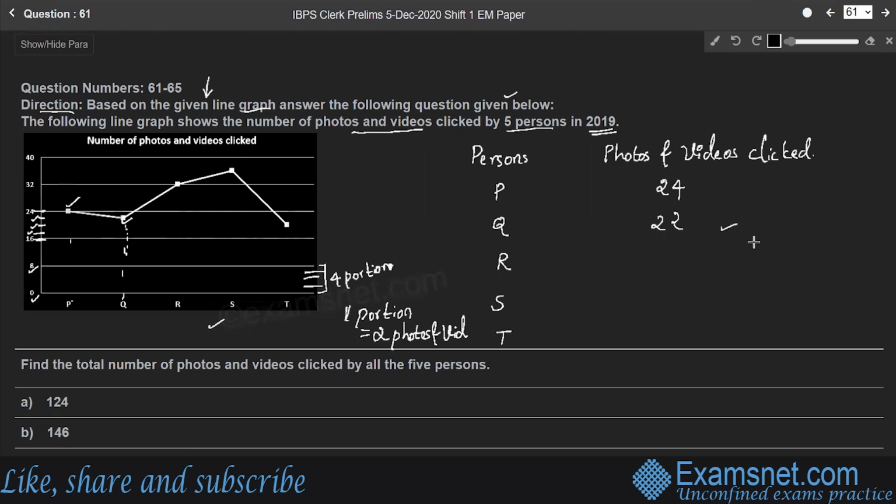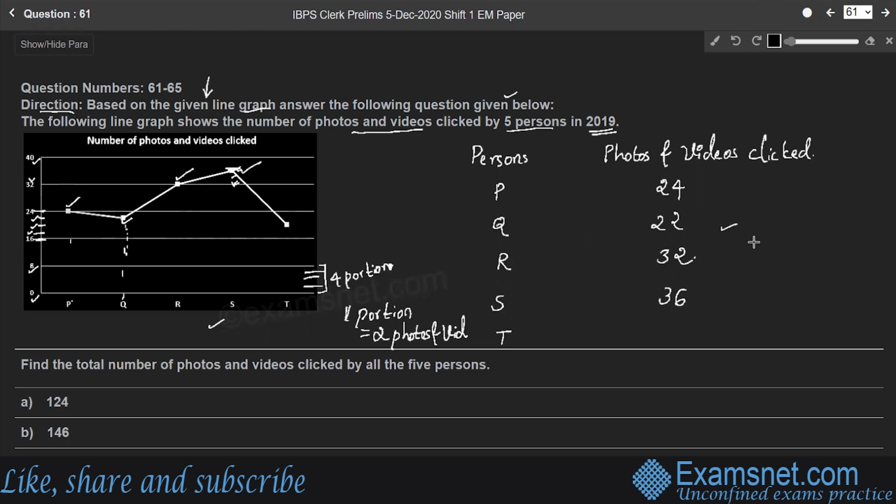So the next person is R. Here R has clicked 32 photos and videos. And S, between 32 and 40, there are again 4 portions. So here, this part, S has clicked. This portion is exactly in the middle, so it is the second portion. That is 32 plus 4, which is 36.